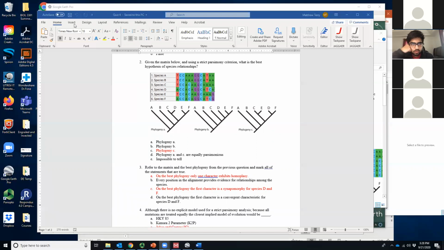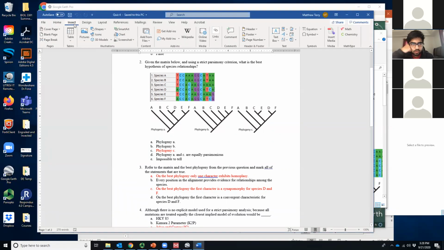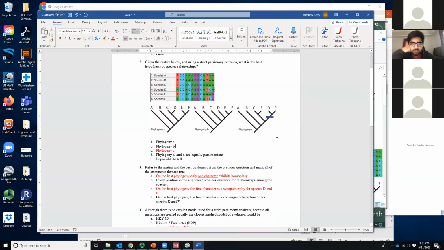Now the best explanation for that, let's just do a quick map. Word's not ideal for this, but it works. Boom. So we would map a single change on that branch right there, because that's the simplest explanation for why D and F share that same character if they're closely related to one another. Okay? So that, by definition, is a synapomorphy for D and F.